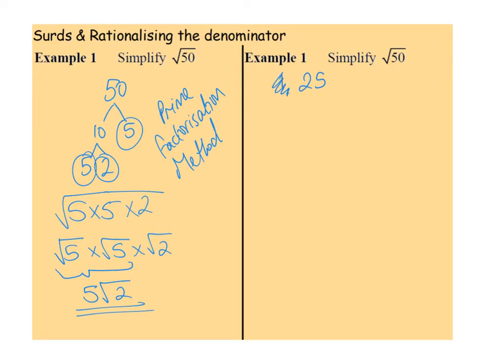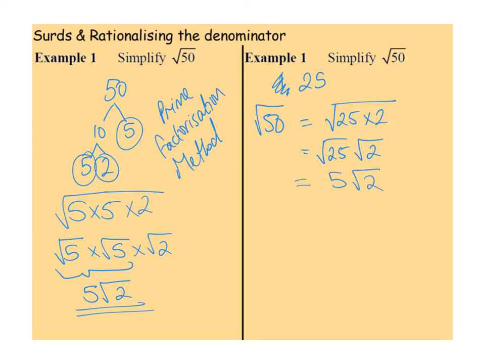So when we're being asked to simplify the square root of 50, we're really being asked to simplify the square root of 25 times 2. Using the rule from the previous page about multiplication, I can split that up into the two separate parts. Then I can look at this and say, well, the square root of 25 is just 5.